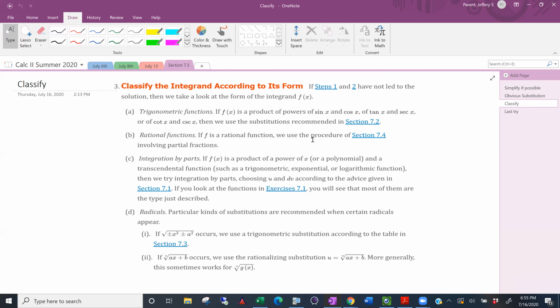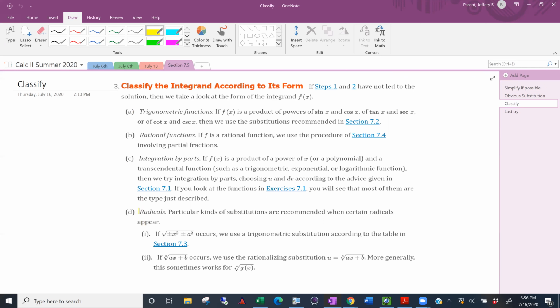Rational functions, that should be pretty easy. If you see a rational polynomial, first thing first, you want to divide the numerator by the denominator if the degree in the numerator is greater than or equal to the degree in the denominator. Integration by parts. This one, this is something you kind of get forced into. It's like, all right, well, nothing else seems to be working. I'll try this.